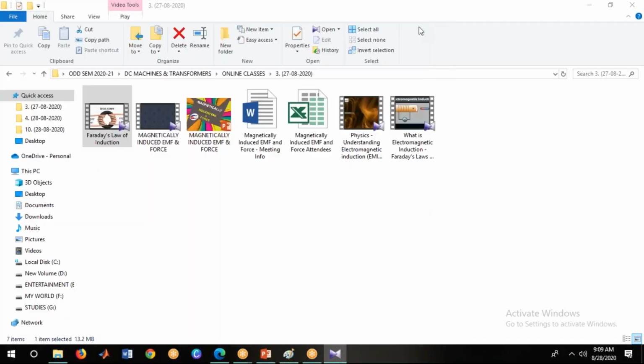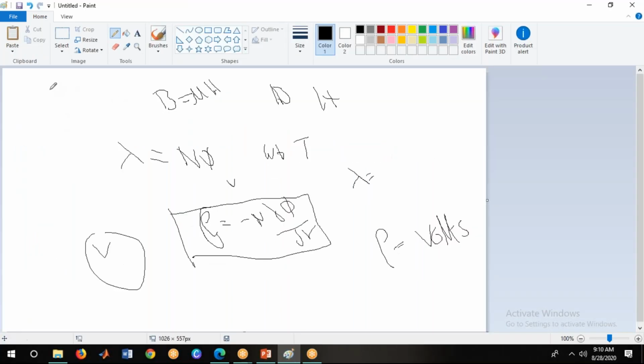So this is the way EMF will be induced in the coil, right? Here they mentioned one equation, that is phi equals BA. What is B and A here? Phi equals BA, and what is the indication of B and A? Anybody can say that? If phi equals BA, what is meant by B and what is meant by A?